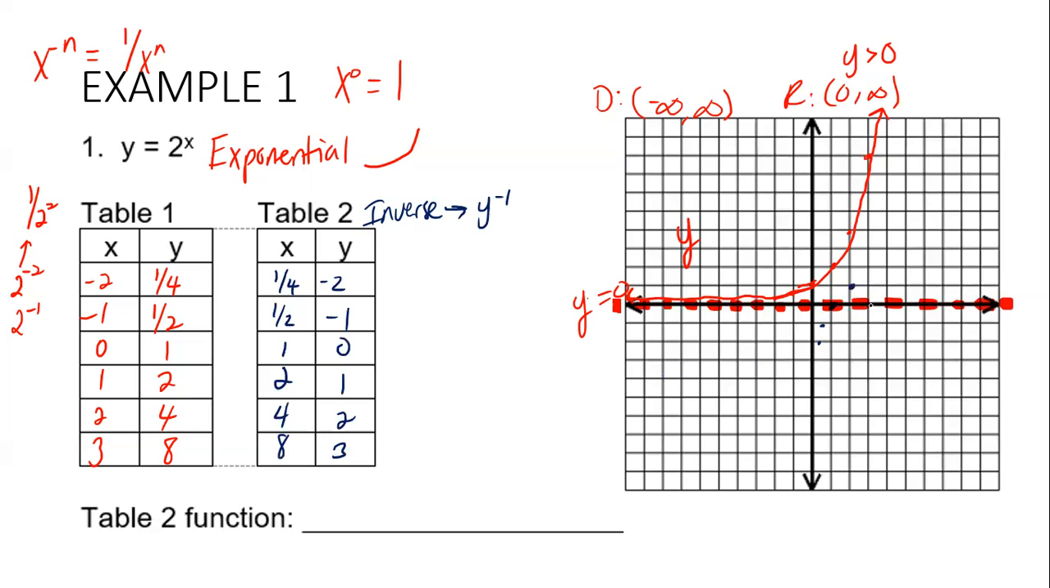I'm assuming you're talking to yourself. Okay. Okay, do we all have our graph of our inverse? Okay.